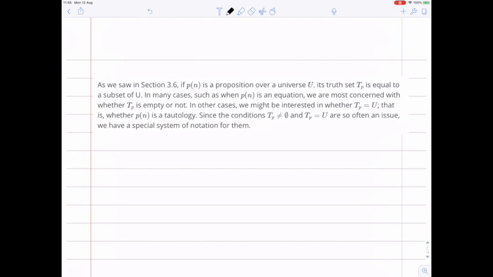And there are two cases that we think about and that often crop up in maths. The first is whether the truth set is empty or not. And the second is whether the truth set might in fact be the entire universe. These crop up so often that we have special notation for them, and that's what this lecture is all about.